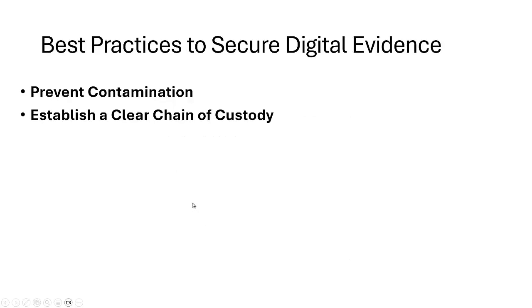So what are the best practices? The first is to prevent contamination. Preserve the crime scene by taking a forensic image, not working on the original data. And most important, maintain environmental control to prevent any alterations.